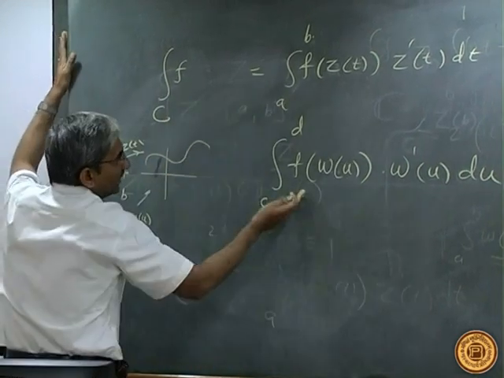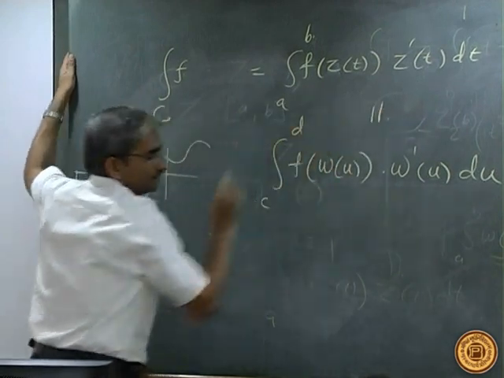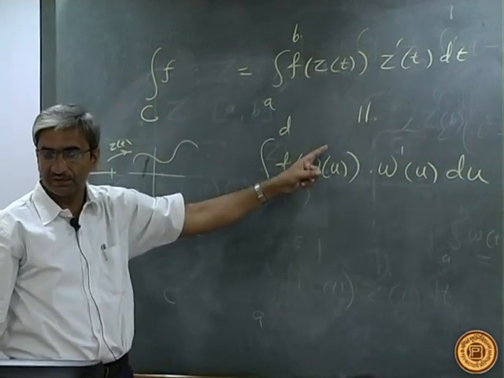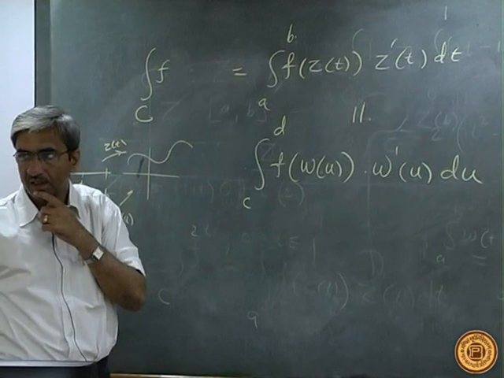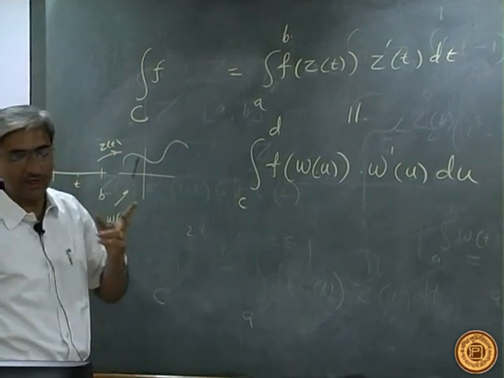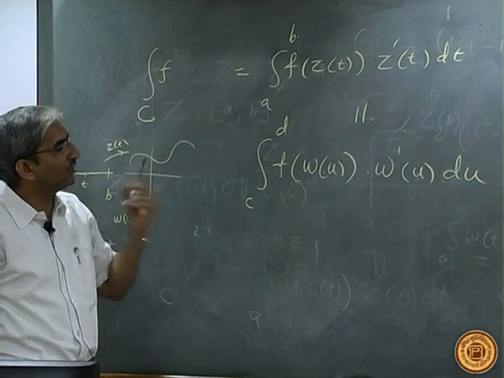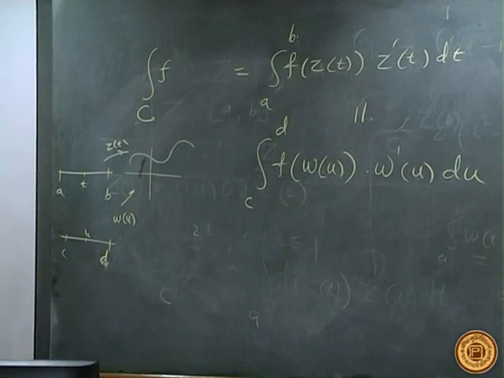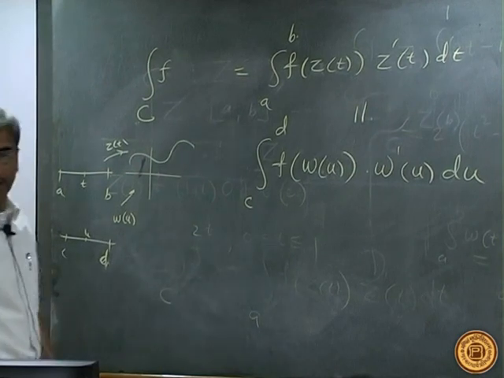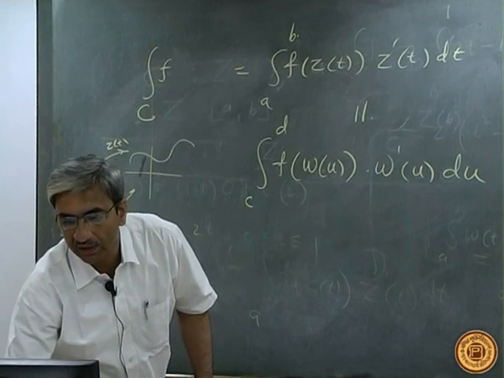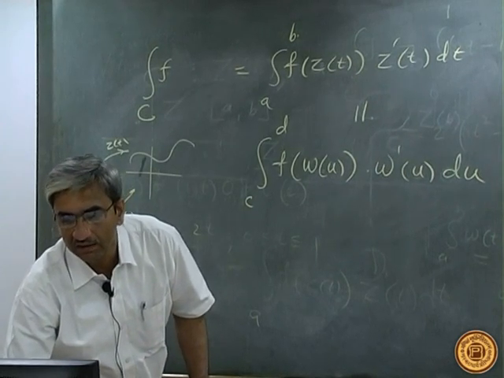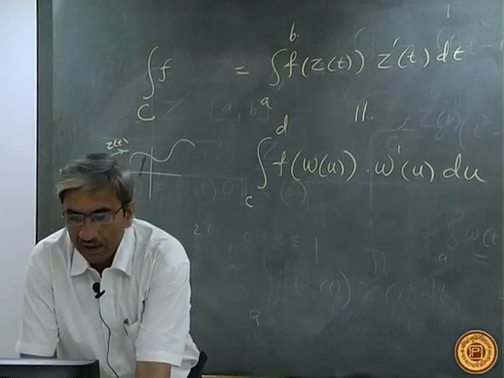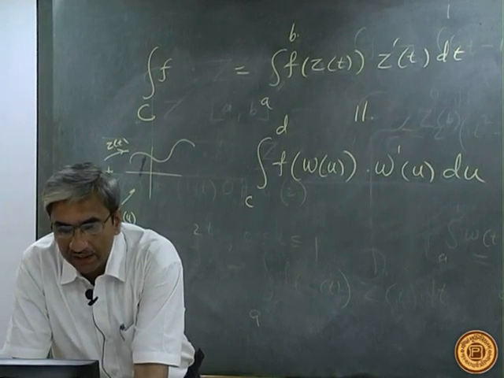So the integral we wish to compute must remain the same, and that happens. That is, these two quantities are equal. Clear? That is, the integral of f(z(t)) z'(t) dt is equal to the integral of f(w(u)) w'(u) du, where z(t) is one parameterization and w(u) is the other parameterization. The proof of this is actually simple, and it is given there. All right.